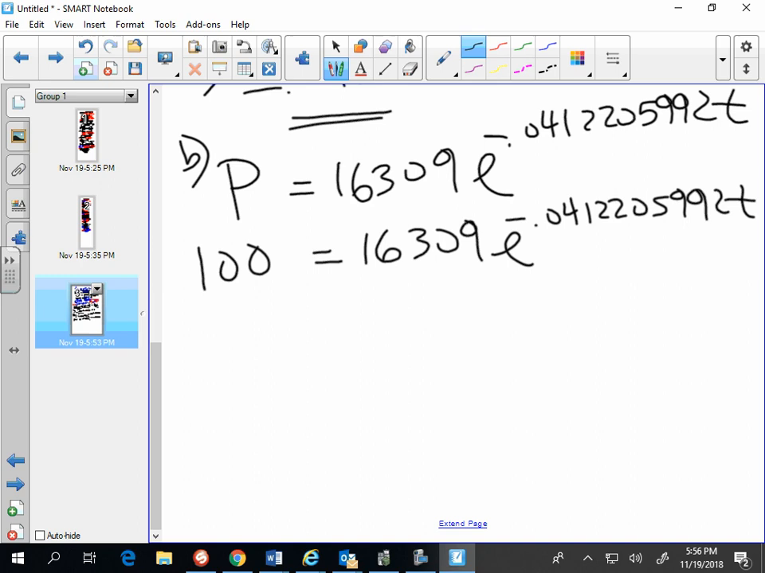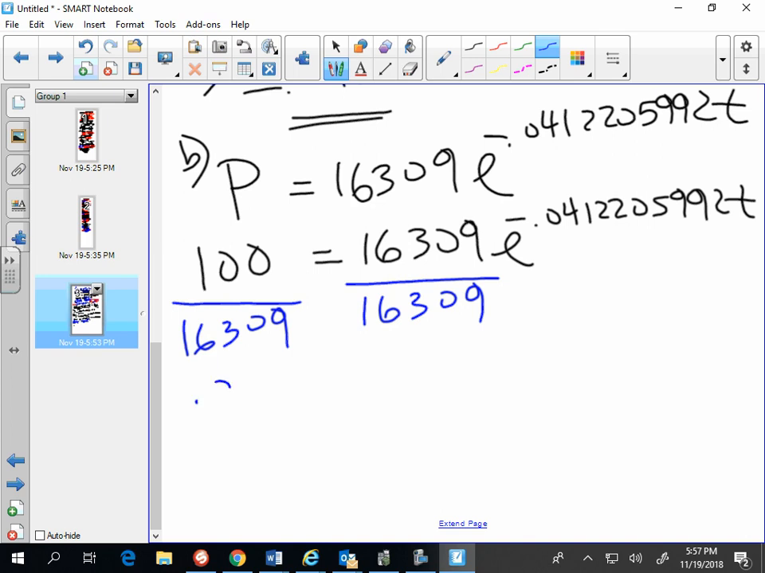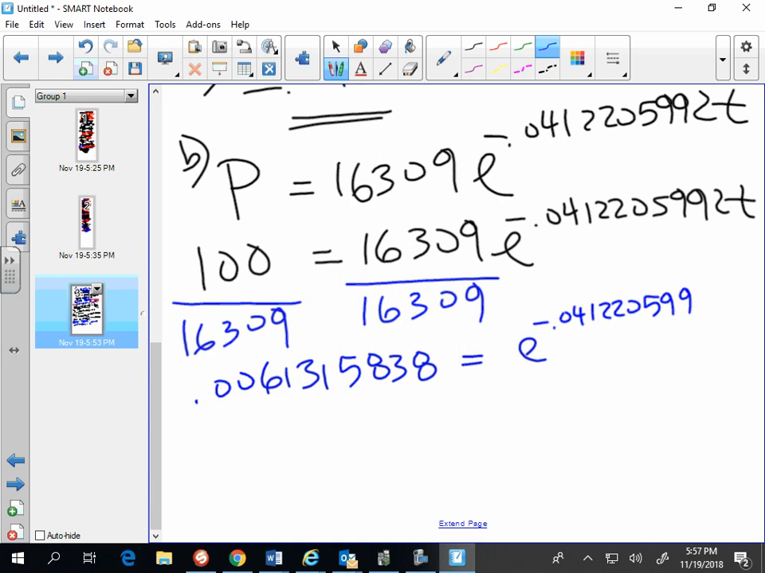I need to divide both sides now by that 16309 again. So 100 divided by 16309 gives me 0.00613158838 equals, and on the other side of the equation, we've got e to the negative 0.04122059992t. You know what's coming next because you've done a lot of these problems. We take the ln of both sides so that we can bring this power down in front.